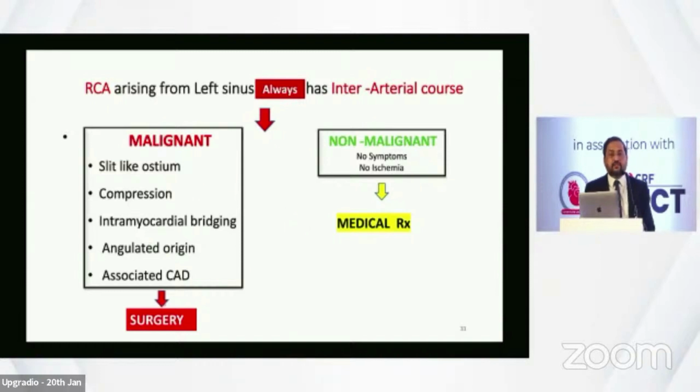If all these things are present, then it is considered a malignant artery, and ischemia is produced not only by this anomalous compression between the aorta and pulmonary artery, but by a variety of other things like slit-like ostium, intramyocardial bridging when it is coming between the aorta and the pulmonary artery, angulated origin, and associated CAD. So a lot of things combined make this artery malignant very rarely, but when it is malignant, then it needs to be treated surgically.